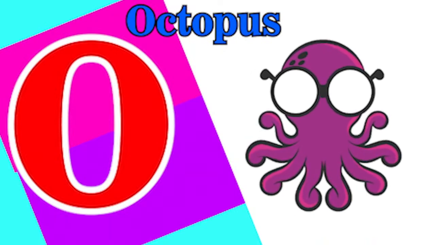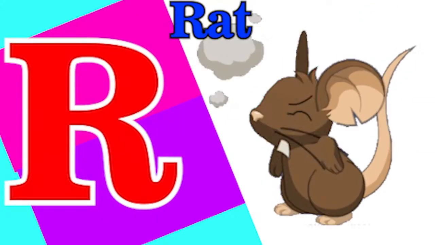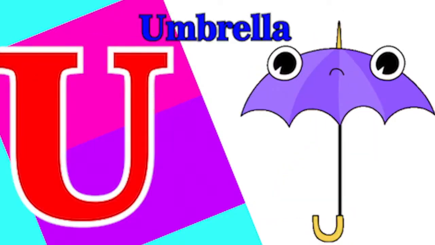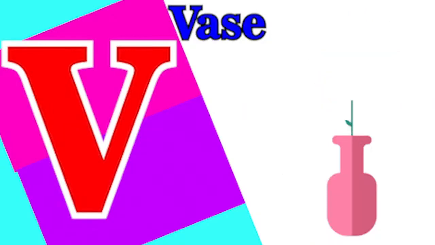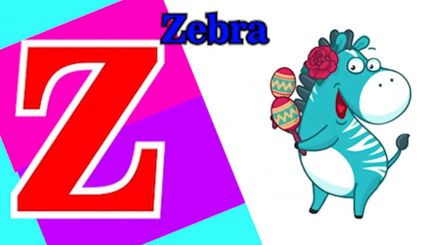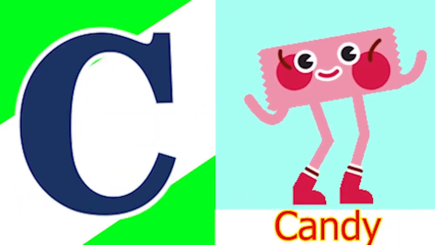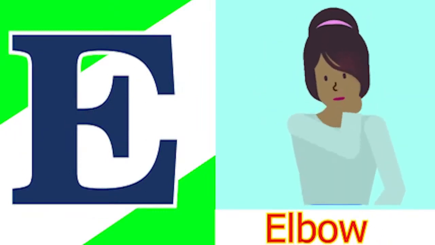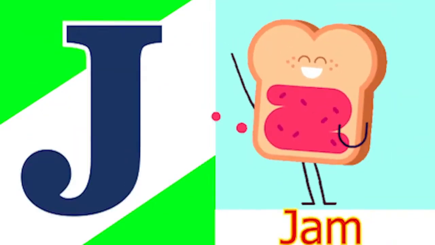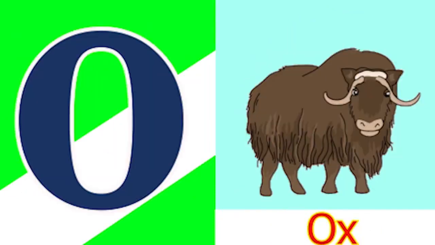O for octopus. P for peacock. Q for queen. R for rat. S for spider. T for tap. U for umbrella. V for vase. W for wash. X for Xmas tree. Y for yak. Z for zebra. A for aeroplane. B for boat. C for candy. D for doll. E for elbow. F for foot. G for, and P.